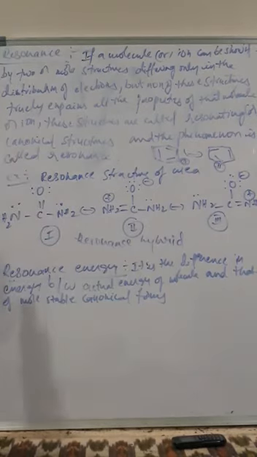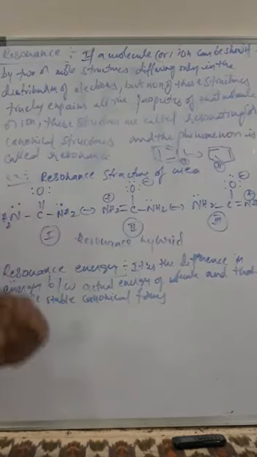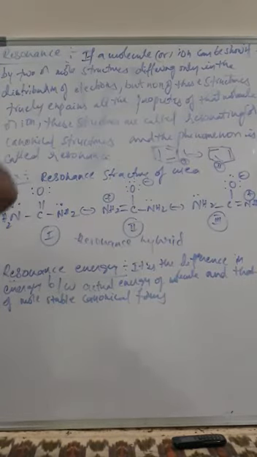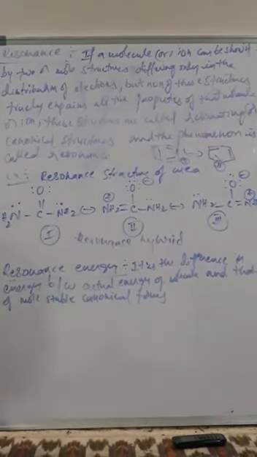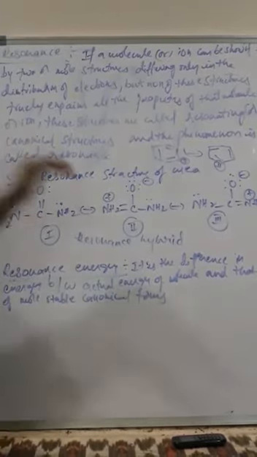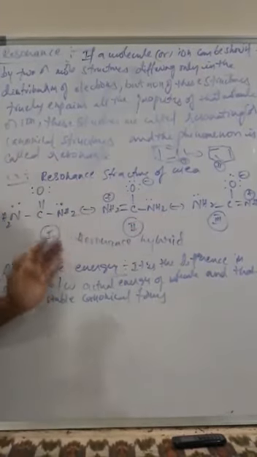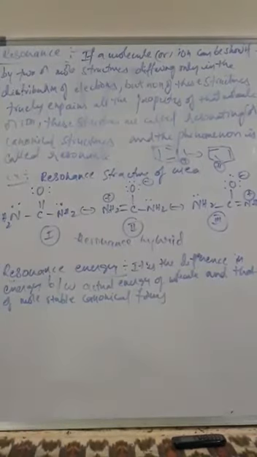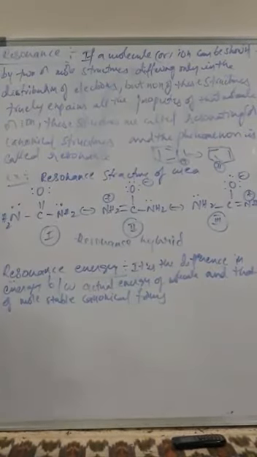Next, coming to resonance energy. It is the energy difference between the actual energy of the molecule and that of the most stable canonical form. That is called resonance energy.